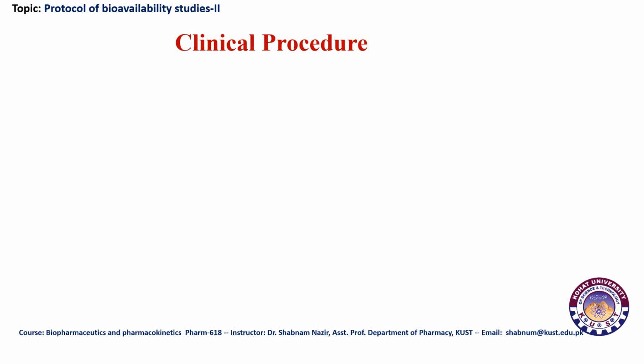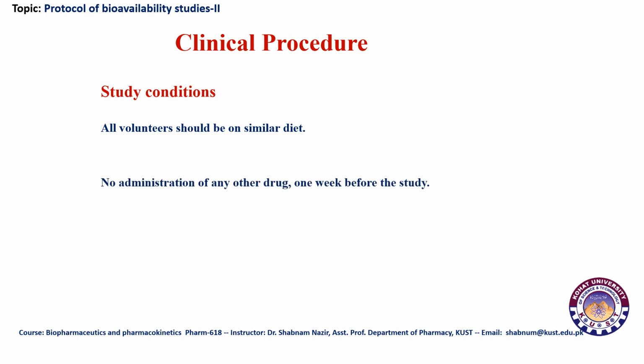Procedure. In order to understand the clinical procedure, it is important to understand study conditions, and all volunteers should be on similar diet. It is very important that whoever volunteers are part of the study, they are getting the same diet, because otherwise different diets, ingredients of different diets might interfere with the test drug and so the final results. No administration of any other drug 1 week before the study, and the purpose is the same, that no interference of any other drug with the test one.